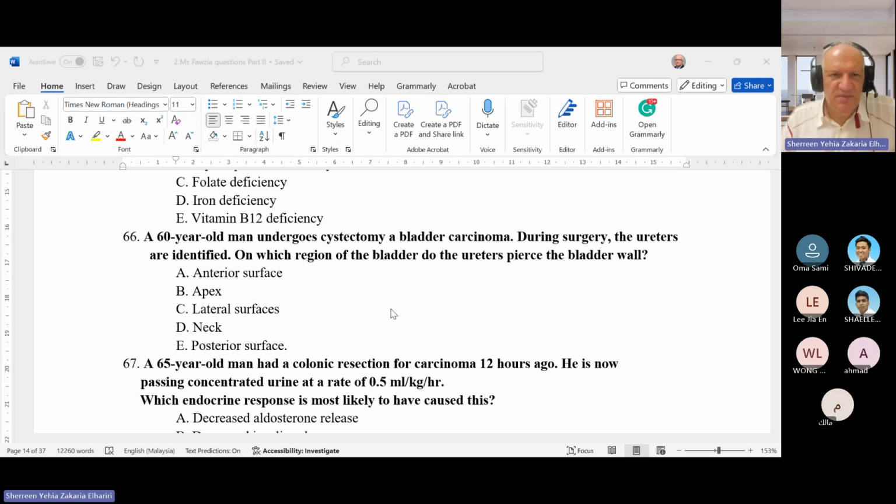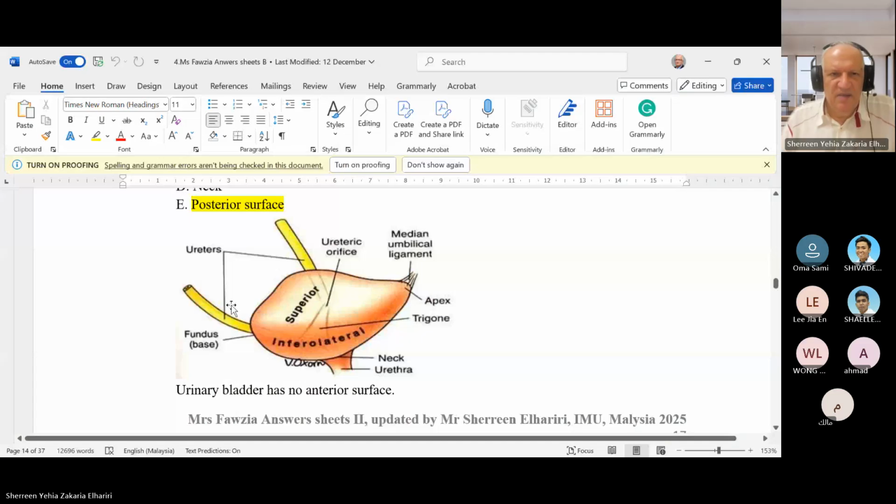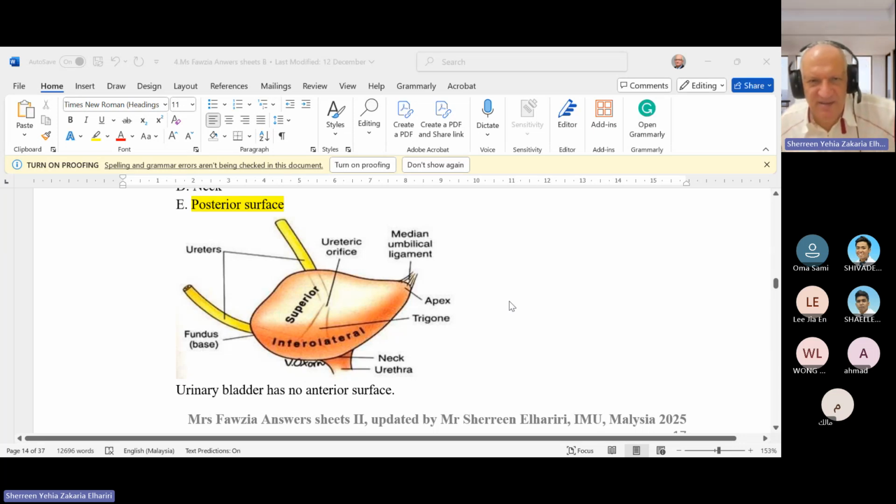It is posterior, of course, correct. I just need to show you a picture. If you see the picture, it is posterior, but it looks like lateral, but actually it's not lateral.